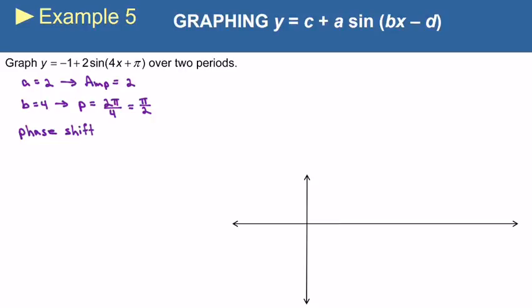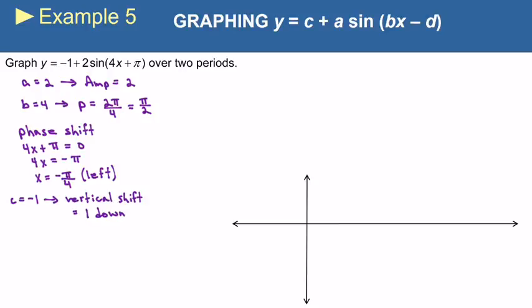Phase shift: we take the argument, the 4x plus pi, and set it equal to 0, and solve for x, and we can see that x is going to need to be negative pi over 4, which means our phase shift is pi over 4 to the left, and everybody say yuck because we don't like left phase shifts. That means we're going to have to calculate where the first quarter mark is. And the C is -1, which means our vertical translation is down 1. Okay, now the end of the first cycle.